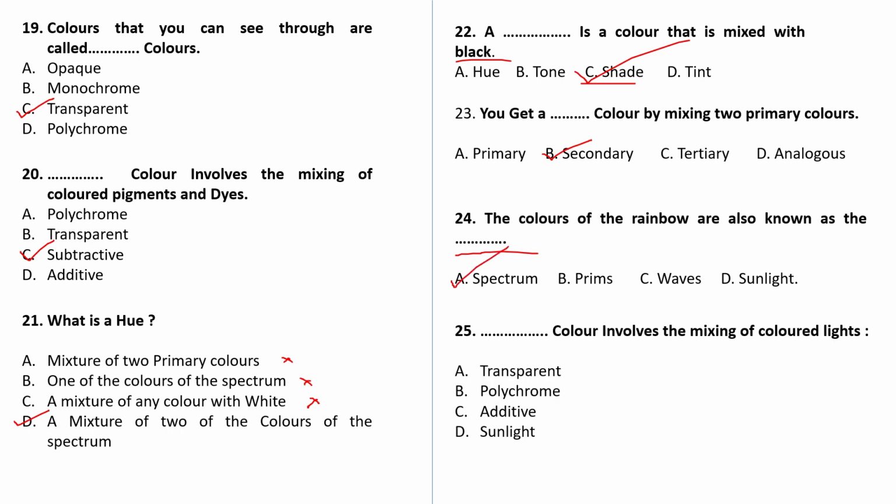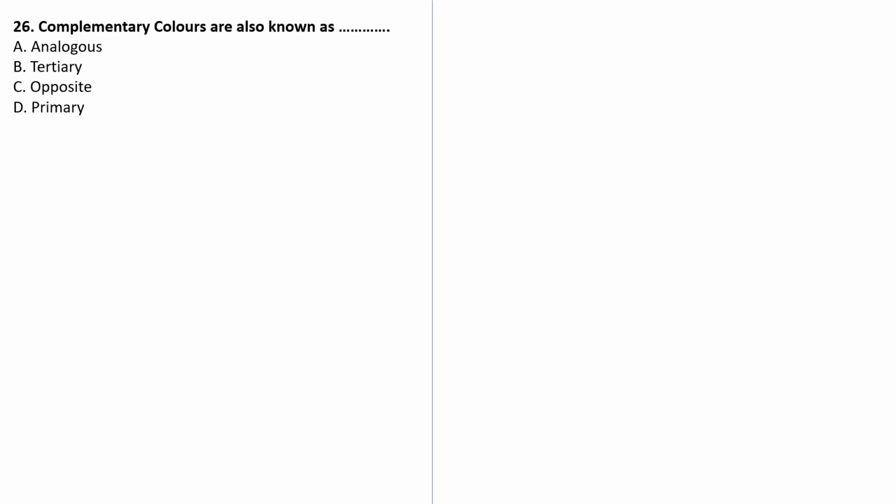Additive color involves the mixing of colored light. Transparent color involves no. Polychrome, no. Additive color involves the mixing of colored lights, right? So C is the answer. Complementary colors are also known as opposite colors, right? Because they are opposite on the wheel.